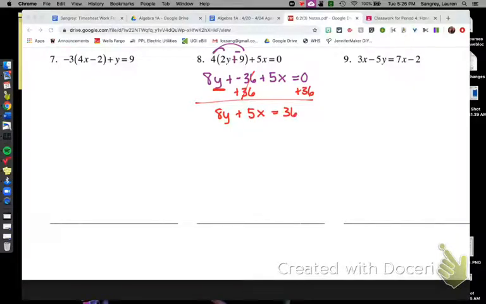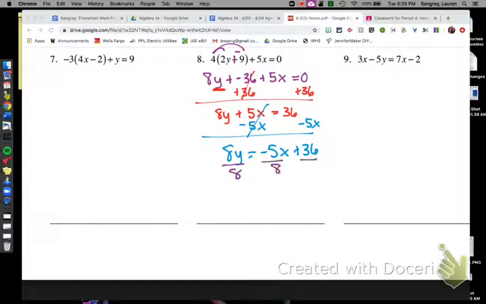Now I'm going to undo this plus 5x. So I'm going to subtract 5x from both sides. So now I have 8y equals -5x plus 36. And then the last thing that I have to do is divide everything by 8. So this is y equals -5 over 8x plus 9 over 2. So this fraction in green reduced to 9 over 2.